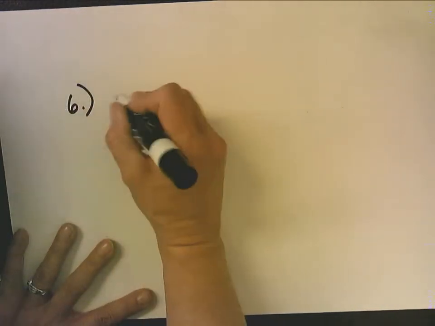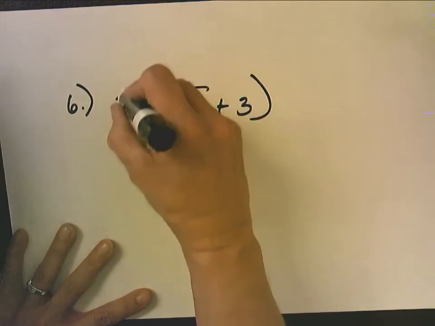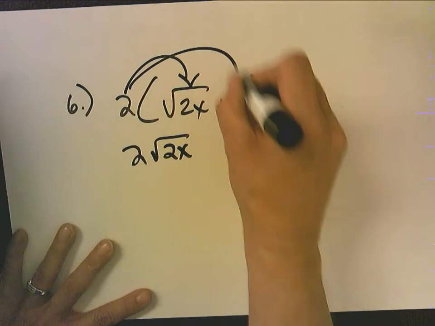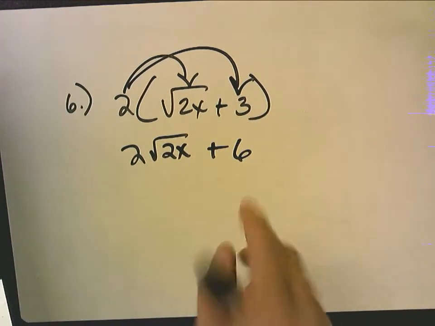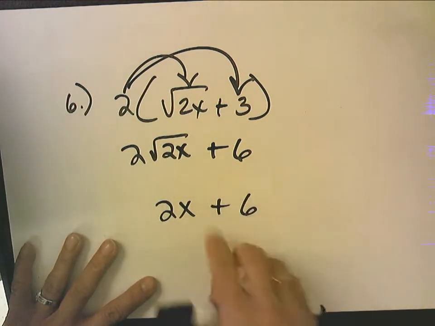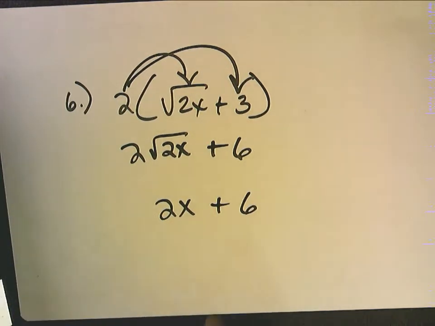Now, number 6, 2 times root 2x plus 3. So 2 times root 2x and 2 times 3 is 6. Now, these cannot be combined. Combining this would be like combining 2x plus 6. The x, a 2 times an x cannot be combined with a number just by itself. We only combine numbers that are by themselves with numbers that are by themselves.